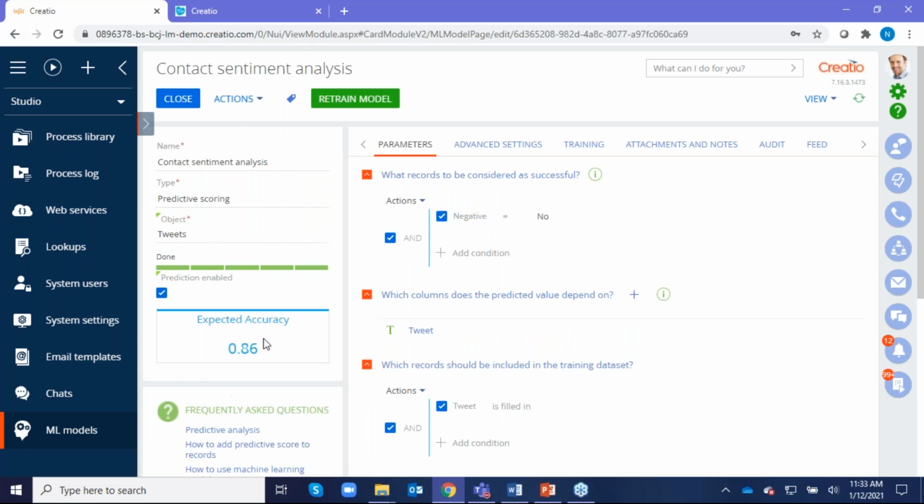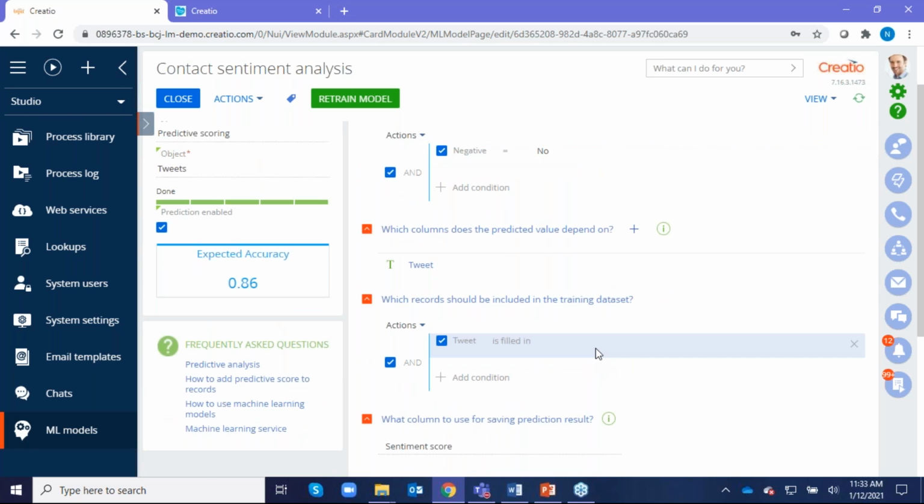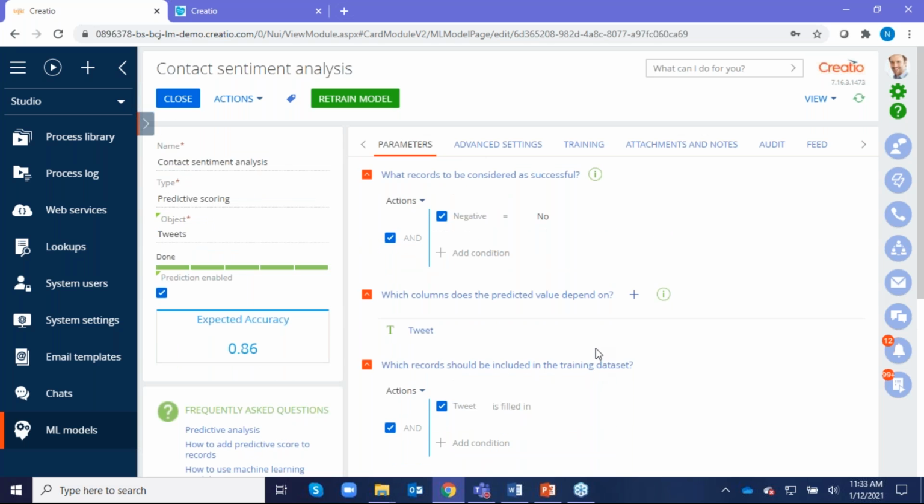Contact sentiment analysis is a predictive scoring that is already pre-built. Basically, what we are doing is monitoring the tweets of the customer. Anytime a tweet is filled in, we are going to make a sentiment analysis. If the tweet is negative, then obviously it has a negative sentiment analysis. If it is non-negative, then it makes a positive sentiment analysis.